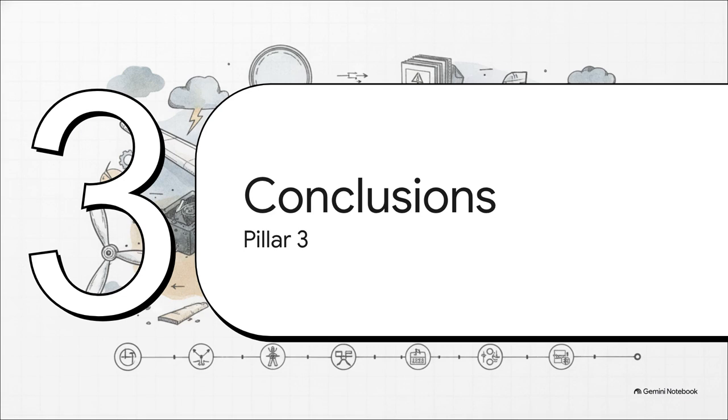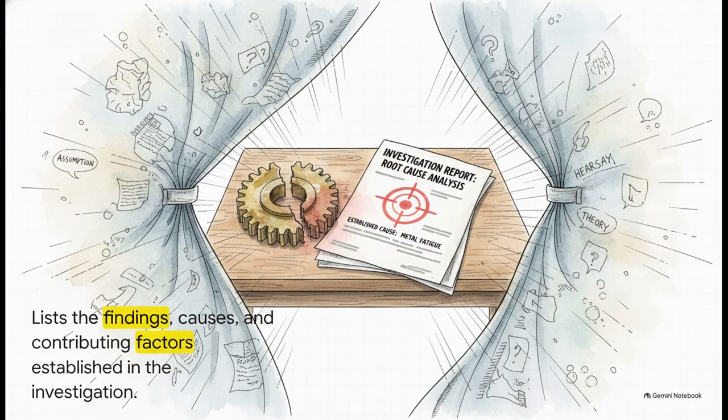And that airtight logic leads us straight into Pillar 3, conclusions. This is the ultimate verdict, bringing everything to a sharp point. Here, investigators strip away all the narrative and just list the hard truths. They explicitly identify exactly what caused the tragedy or the incident. The format allows states to use terms like causes or contributing factors or both, which gives them the flexibility they need depending on the complex circumstances of the event.